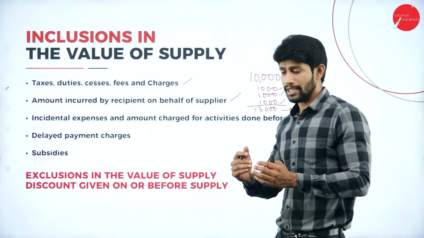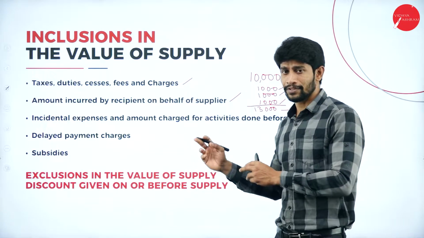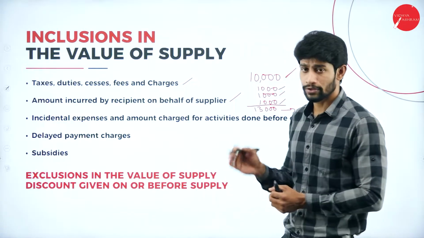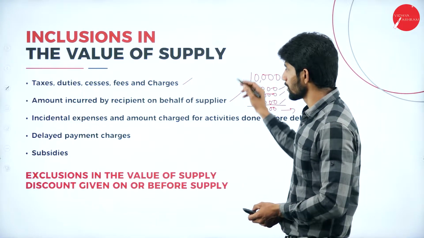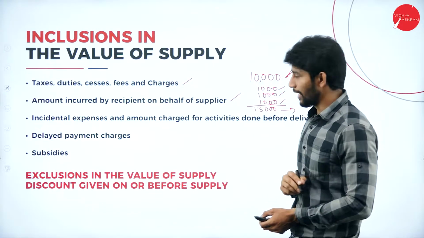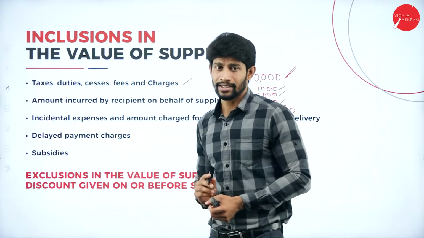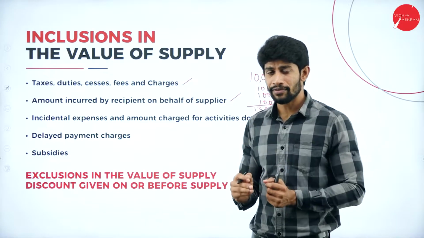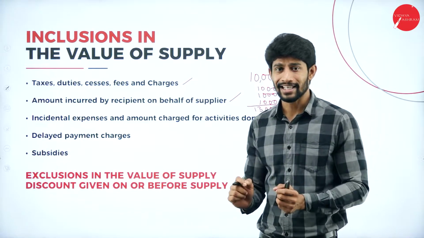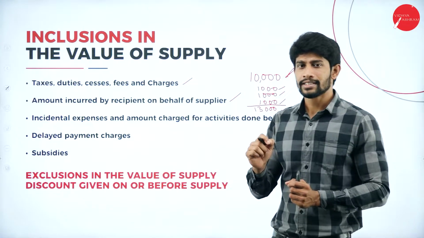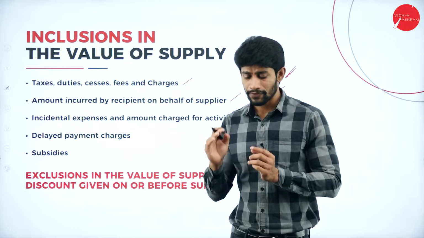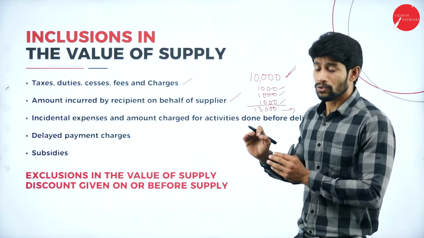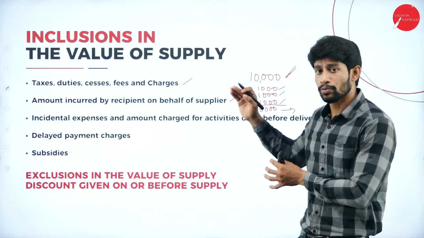Next, delayed payment charges. If the recipient is making delay to make the payment, and for that the supplier charges any penalty or interest, then that amount should also be included to compute the value of supply. Next, subsidies. Yes, if any subsidies are received by the recipient, except the subsidies given by state and central government. If the subsidy is given by state and central government, then that is not supposed to be added, that is not supposed to be included.